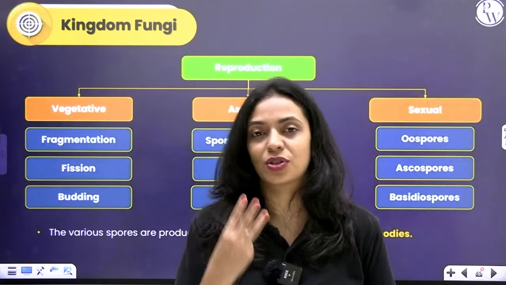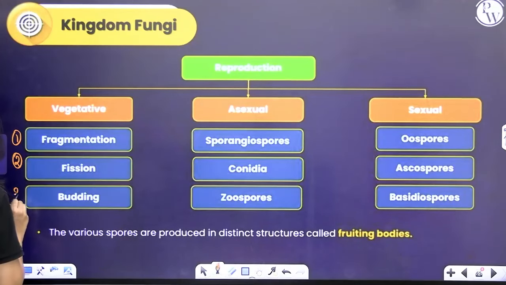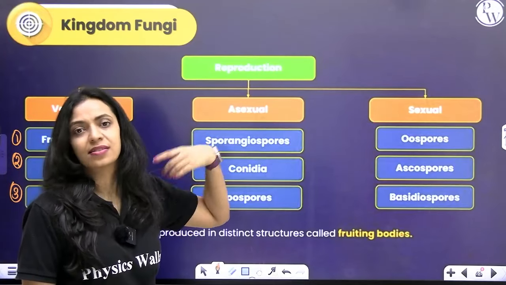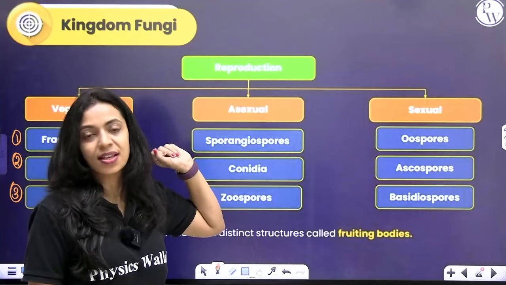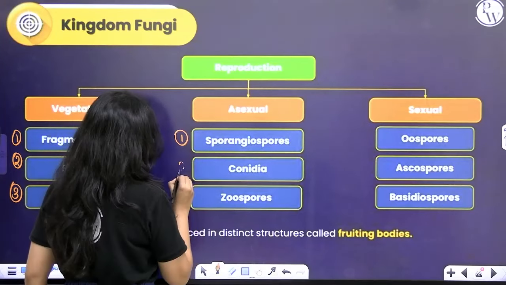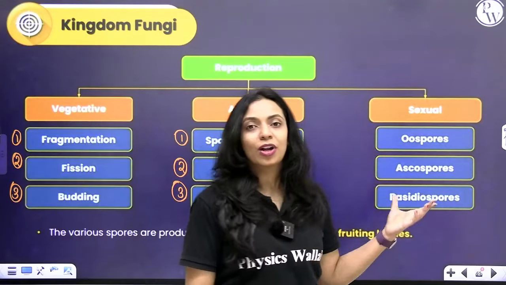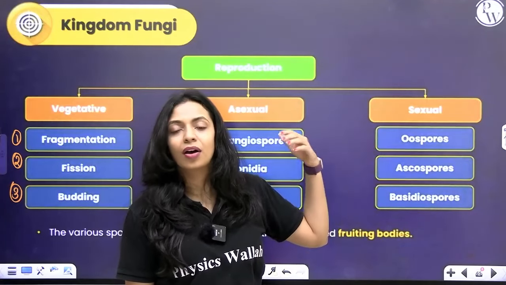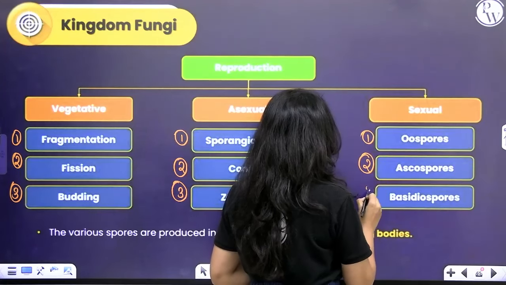In vegetative reproduction, you have three types. You have fragmentation, fission and budding. We learn about it in detail. And in asexual reproduction, specialized structures are formed. With the help of those specialized structures, spores will form. There are three different types of spores: sporangiospores, conidiospores and zoospores. We learn about them as well. Sexual reproduction happens by means of spores again, but these are sexual spores. Examples for them are oospores, ascospores and basidiospores. More about it in detail we learn.